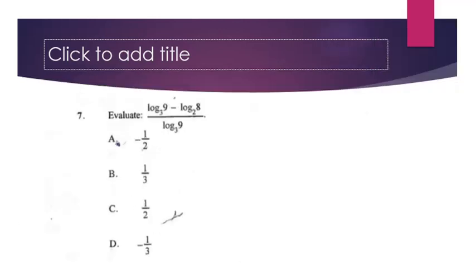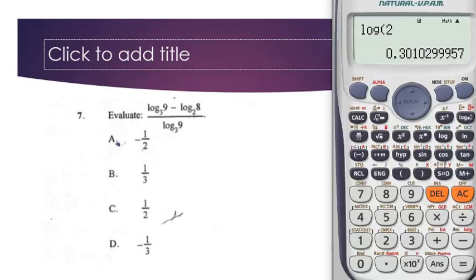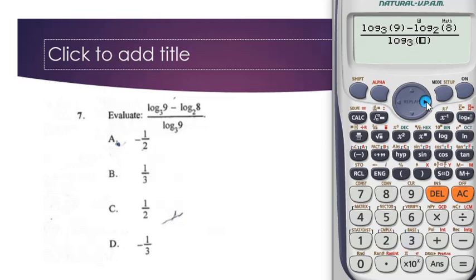Okay, let's proceed. This would be the last question. We have log base 3 of 9 minus log base 2 of 8, and then log base 3 of 9 again. So let's punch that. We have log. Whenever you have to choose a different log base, always use this button. And whenever the log is in base 10, just use this.